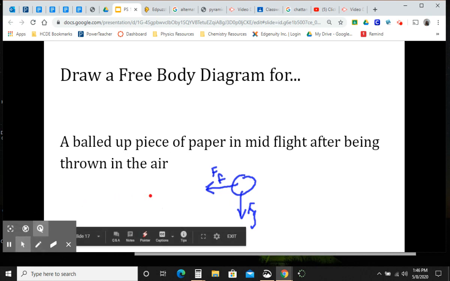So really, I hope you're kind of getting the idea. These are not fancy pieces of art, right? I'm just drawing a picture, drawing a couple arrows, and labeling it.